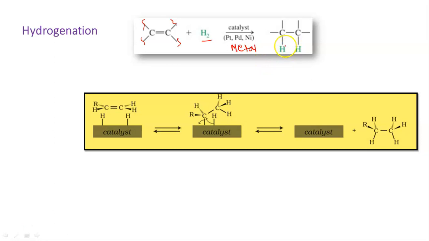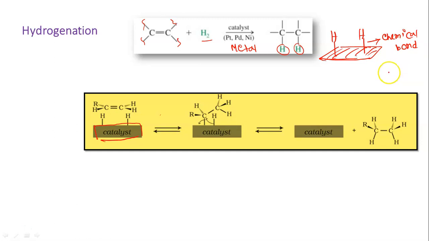Here both the hydrogen atoms are added from the same side. Basically the reaction occurs on the surface of the catalyst. So this is the metal surface. Here you can see this is actually our metal surface. So hydrogens will be linked to the surface by chemical bond. This is chemical bond, and this is known as chemisorption.